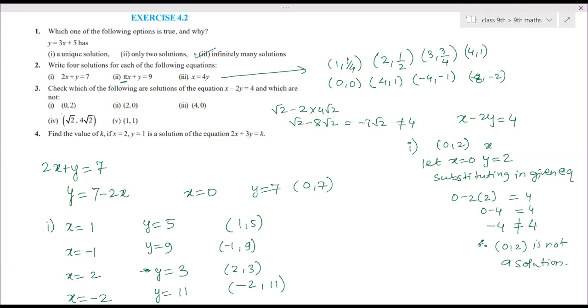Ma'am, third one is a solution, right? Only third one is a solution, and all others not. Ma'am, third one is also not. Why? X is 4. It will be 4 minus 2 into 0. Yeah, 4 minus 2, 2 into 0 is 2, no? Sorry.